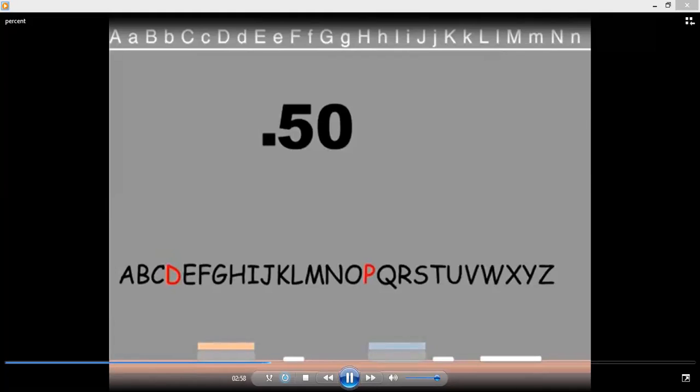So when you look at the alphabet, D is to the left of P, and the word decimal starts with D, and the word percent starts with P. So as you see, we want to know how we are going to change the percent into decimal.